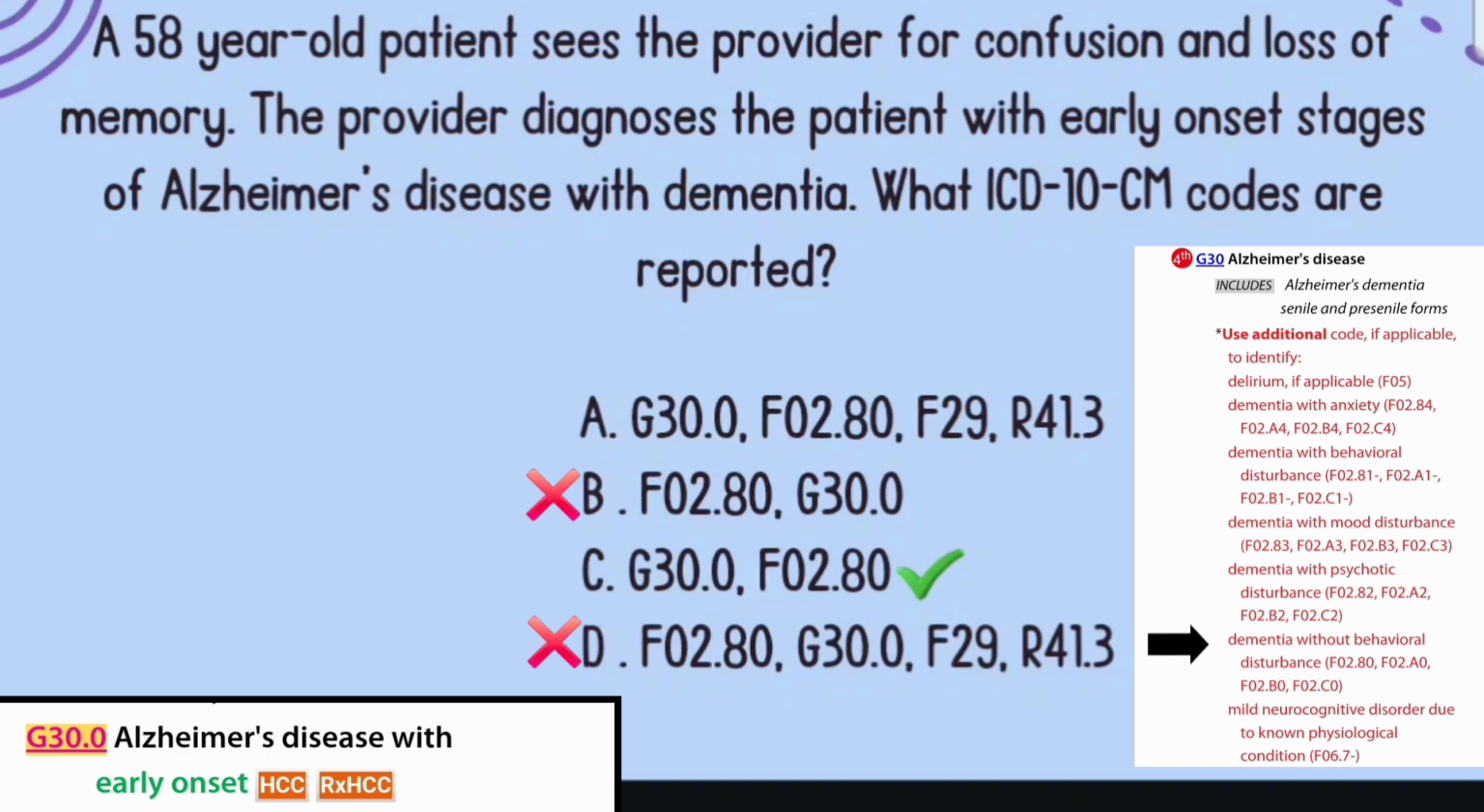The code in option A, F29, is wrong because it is for unspecified psychosis not due to substance or known physiological condition. In the question, they have not mentioned anything as such. And the code R41.3 is also wrong because it is for other amnesia. In the question, they have not given amnesia. Therefore, option C will be the right answer.